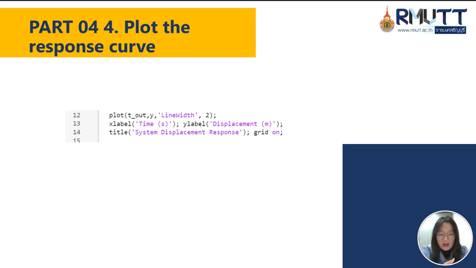Visualize the response data. The plot function is used to draw a curve of displacement changing with time. Labels and grids make the curve more readable, visually presenting the dynamic changes of the system.